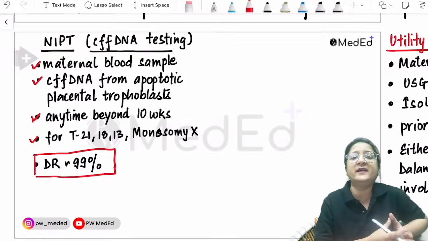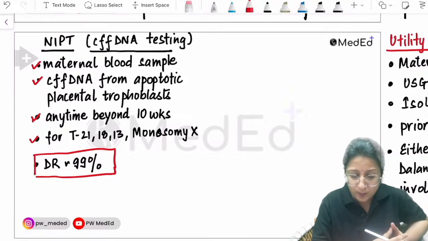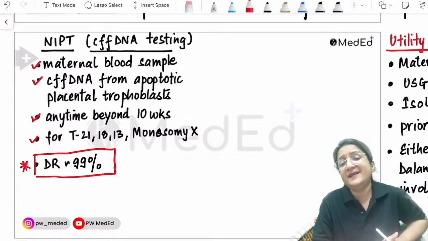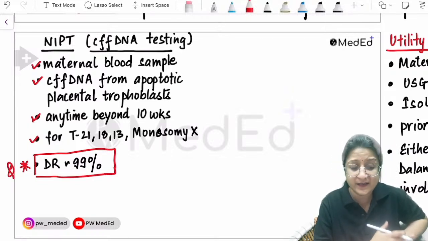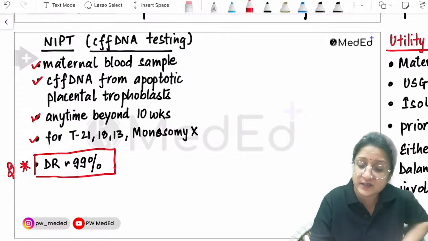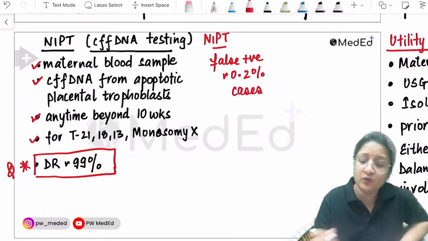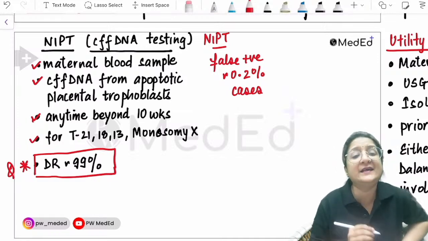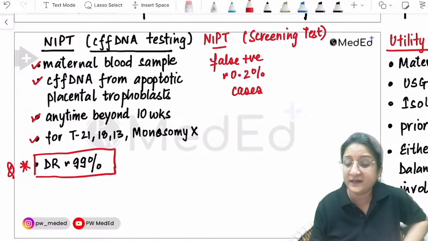And nowadays with NIPT, we can even check for the fetal blood group. So detection rate is highest. This is a potential MCQ here. Currently, the highest detection rate among the screening tests is offered by NIPT, but that doesn't mean it can't be falsely positive. NIPT can also be false positive in about 0.2% of cases. That's why you need to confirm. It is still a screening test. If NIPT is positive, you still have to confirm by invasive fetal testing.